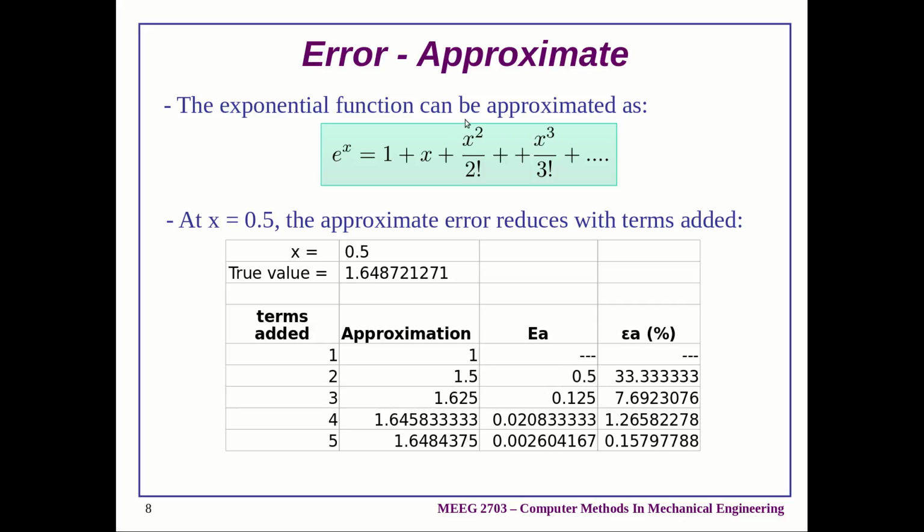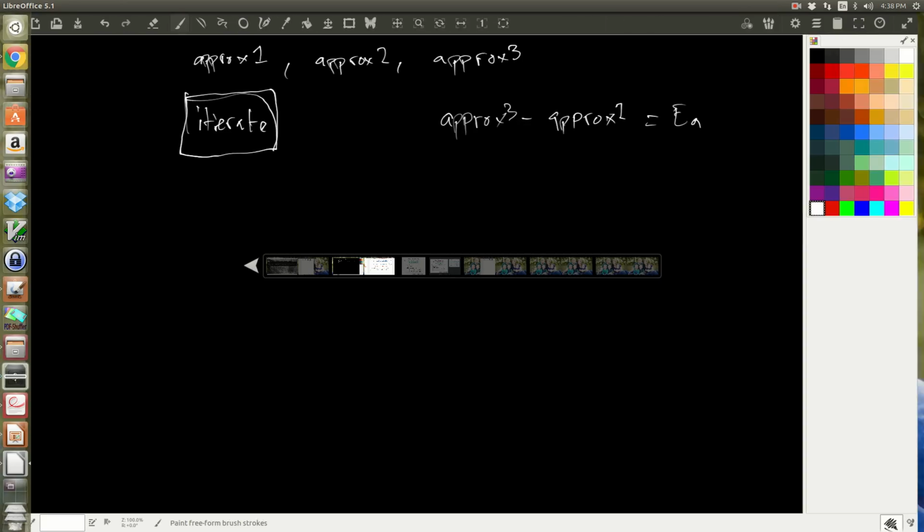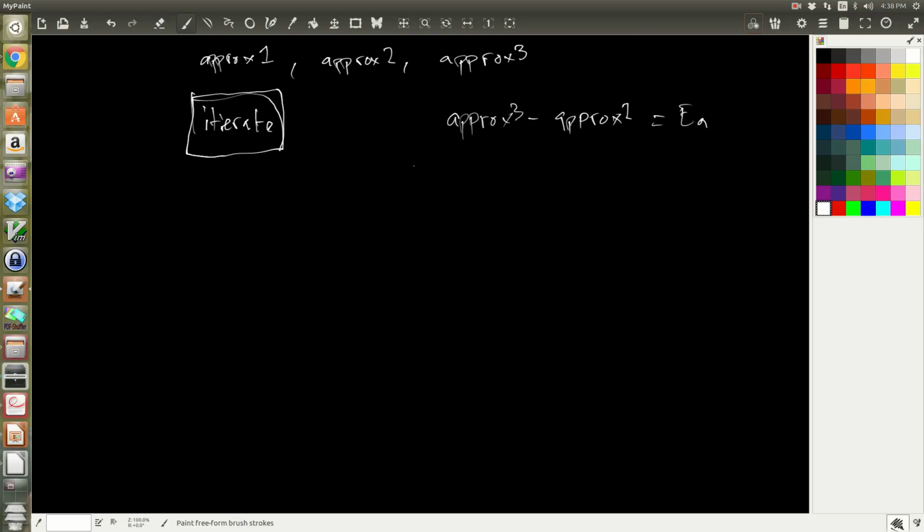And then I can add a third term on, this x squared over 2 factorial, and I can see that evaluated at x equals 0.5, the approximation comes to 1.625. If I take the difference between this approximation and the previous approximation, I get this value for my approximate error. Now, I haven't written down the definition for the percent relative approximate error, but you can imagine it's defined just like the percent relative true error. So let's go back and go ahead and define that for you.